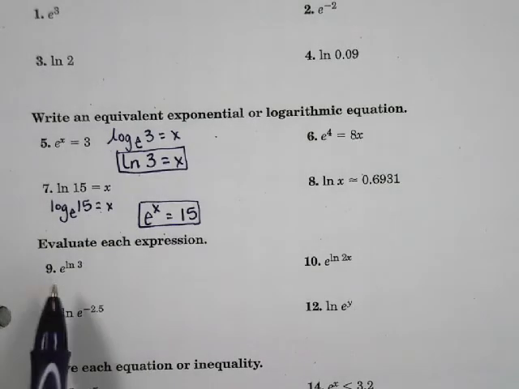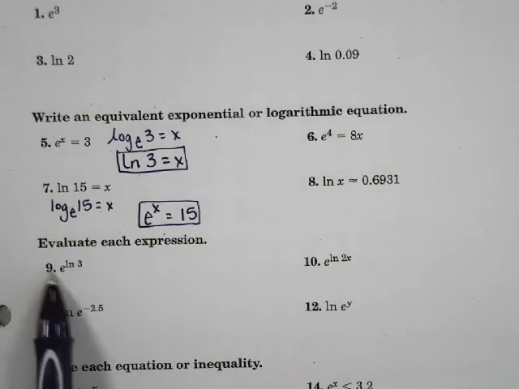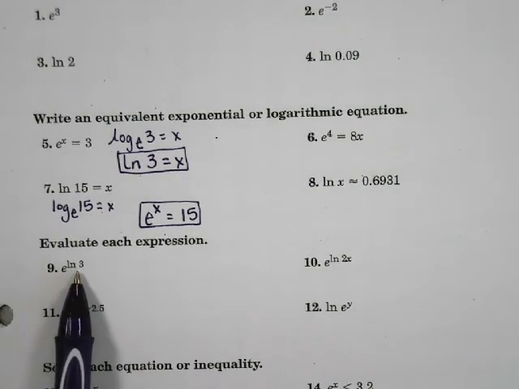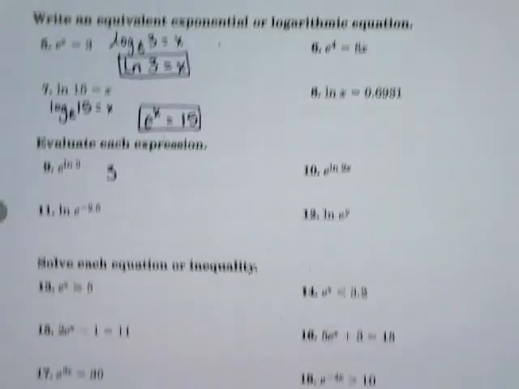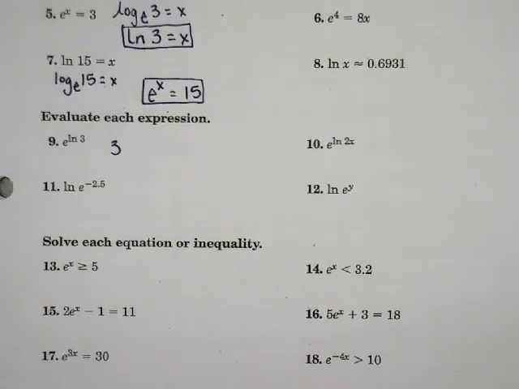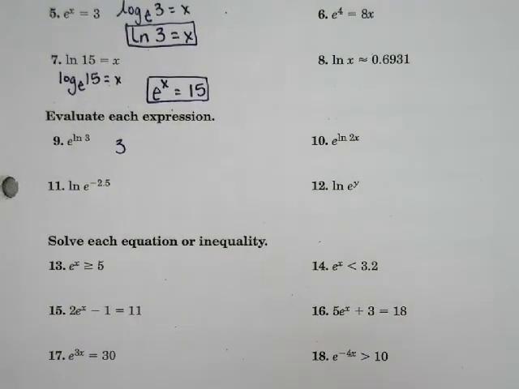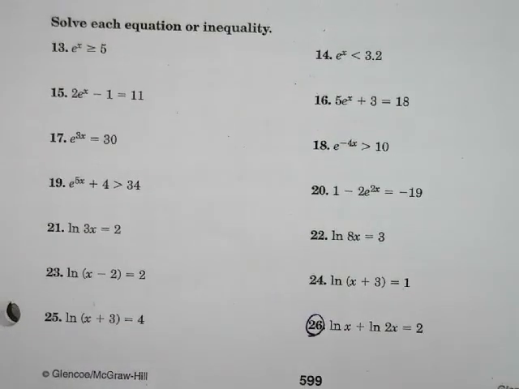Okay, then 9 through 12, these ones we're using our rules. Those should go super fast. e raised to a natural log just goes away. So number 9 is 3. So down at the bottom, 13 through 25, if you see an e, you're going to take the natural log of both sides. If you see a natural log, you're going to give it a base of e, so e raised to whatever you've got. But let's do 26 together because that one's a little different.